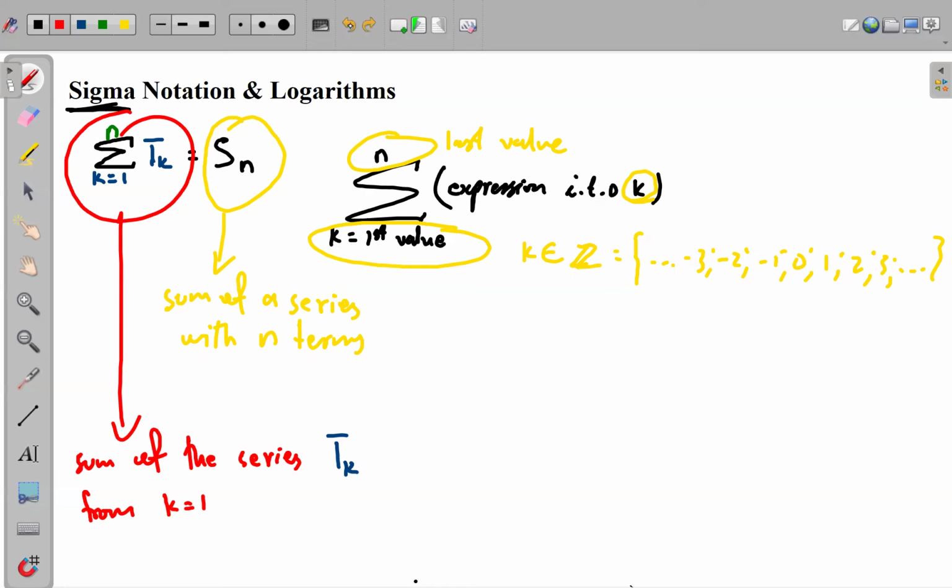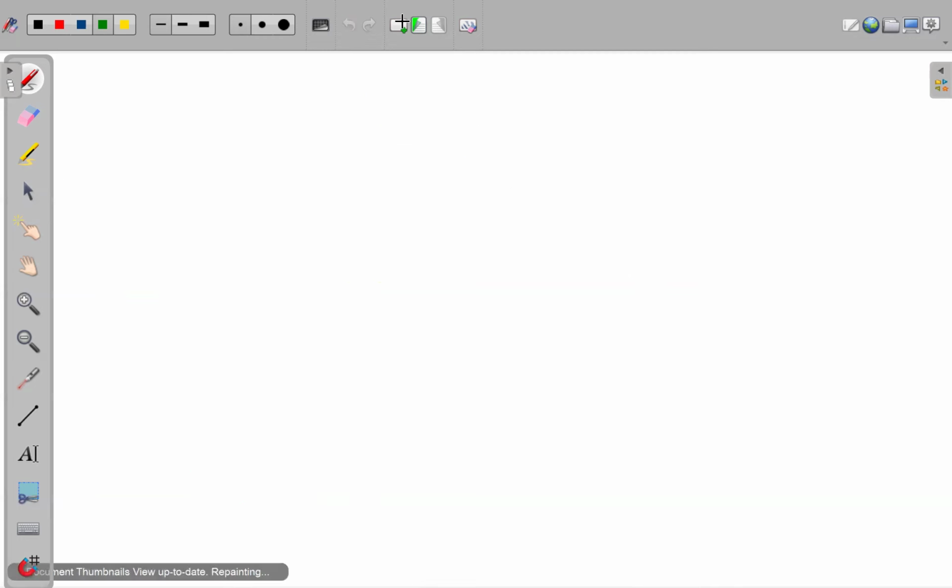So when you see this in sigma form, it actually says the sum of the series tk. Tk is the general formula for the series, which could be arithmetic or geometric, from k equals 1 to n, n being the last position, the last term in that series. Okay, so that this is not overwhelming, let us just play around with sigma notation.